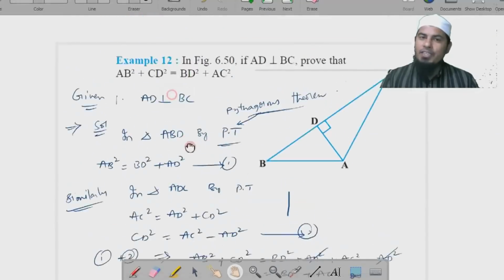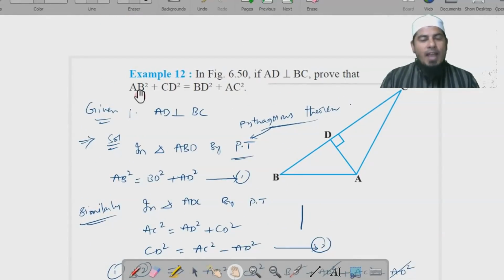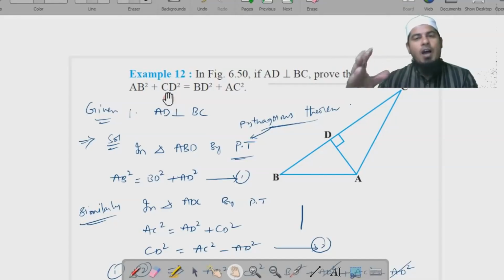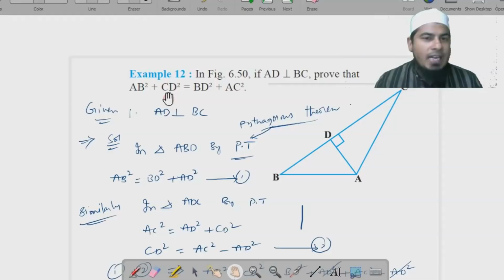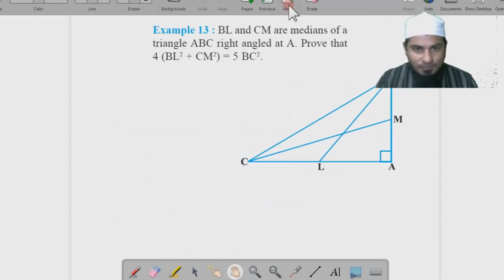So whenever this type of statement comes, we have to make the LHS with the help of Pythagoras theorem applied on the right angle triangles. Then on the right hand side, you will get some equations, and when you simplify by adding and subtracting, something will get cancelled, and the RHS will be left. Thank you very much. Let us go to the next question.